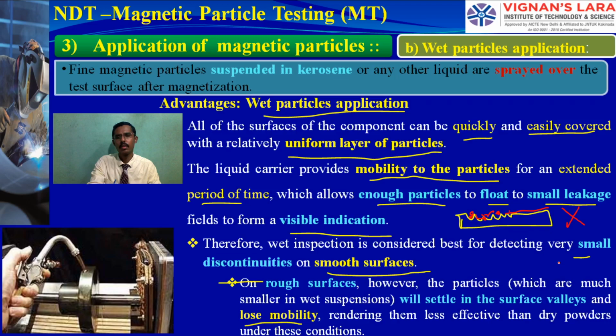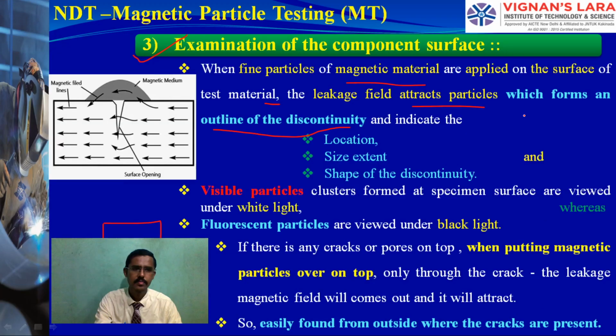See, when fine particles of the magnetic material are applied on the surface of the test material, leakage fields attract the particles, which forms an outline of the discontinuity. So if there is a crack, then an outline will be there. Let us assume a 2D diagram here. When the crack is available here, let's assume this is the crack zone. Some cracks are perpendicular to the flow lines. Now, when we are applying the particles, this cavity is filled by the particles. Now that color is visible there.